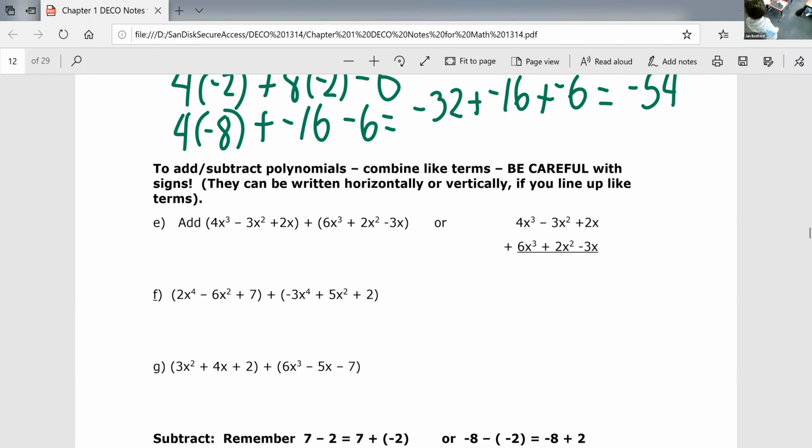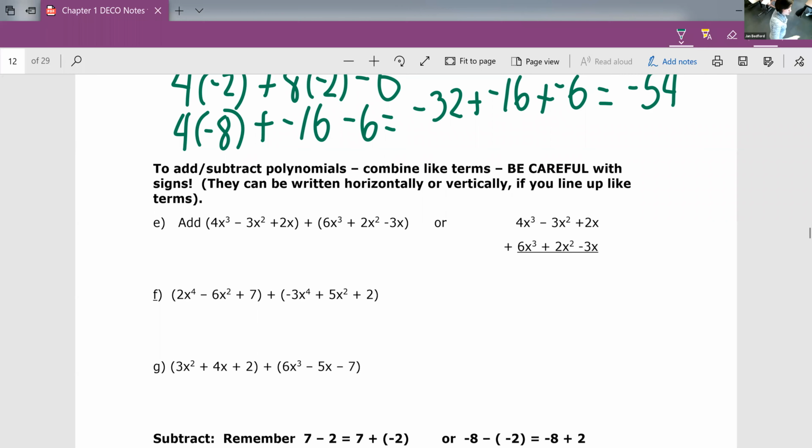It's kind of helpful if you want to rewrite them vertically and line them up. I mean, you guys can decide. It does mean you have to rewrite them, but if you're copying them down on your paper, if you copy them this way, it sort of makes it easier, because look at this. If it's in descending order, my x cubed comes first, my x squared second, my x last.